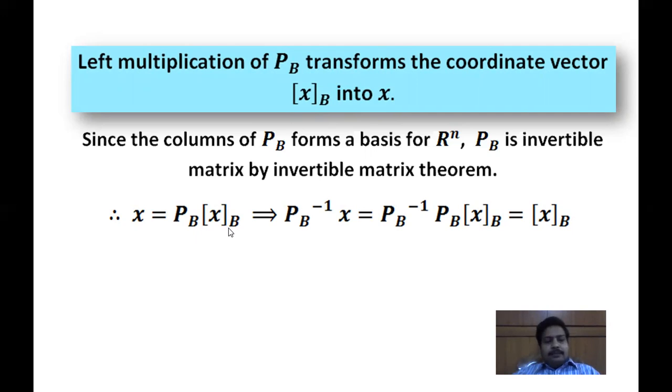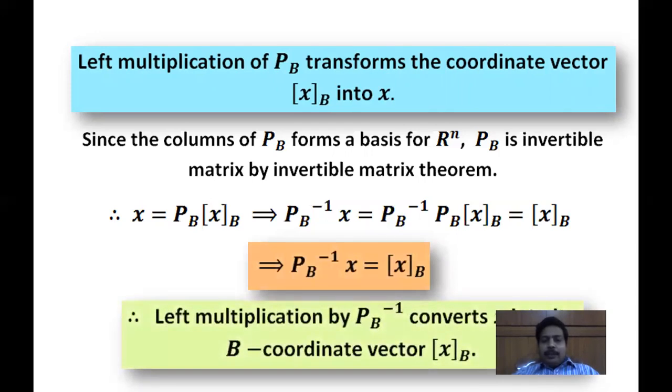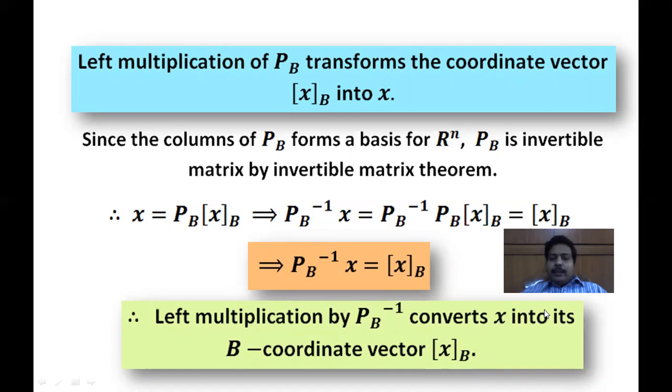That implies P_B inverse x is equal to P_B inverse P_B [x]_B, that is equal to [x]_B. So P_B inverse x is equal to [x]_B. So left multiplication by P_B inverse converts x into its B coordinate vector [x]_B. So we can convert x into [x]_B, and similarly we can convert [x]_B into x by suitably multiplying by P_B and P_B inverse.